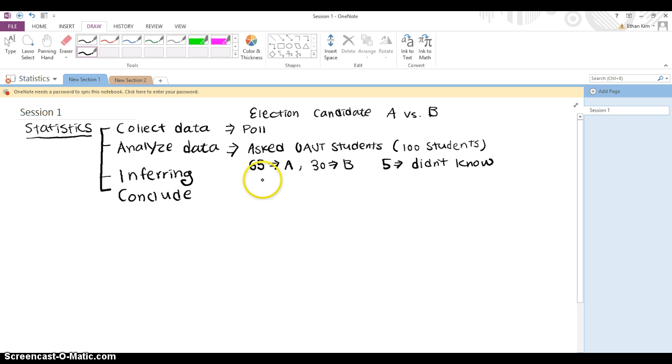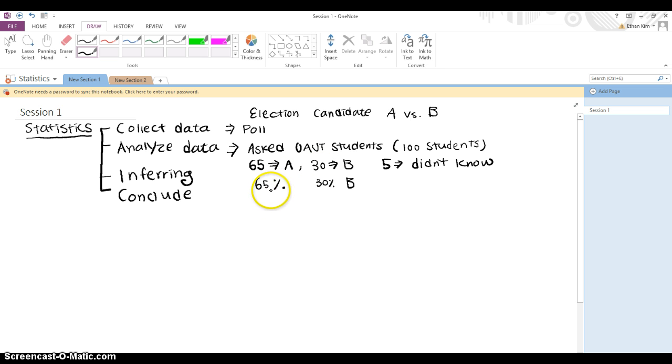So we say 65% of UAUT students supported candidate A, and 30% of the students supported candidate B, right? So we have this data and we analyze. Obviously, this poll is very, very simple because we only did it to UAUT students. But what if we did it to other universities? Then you can break it down into smaller parts.